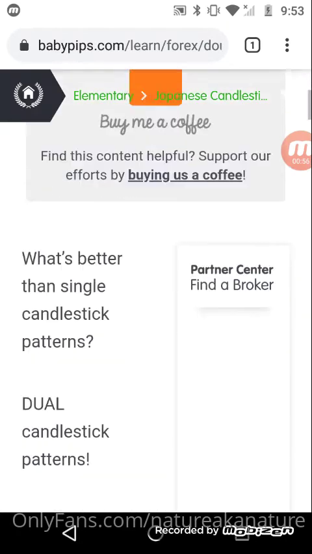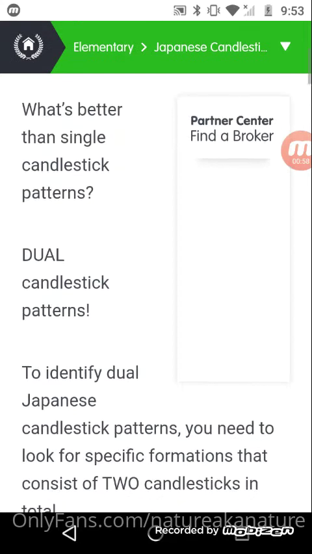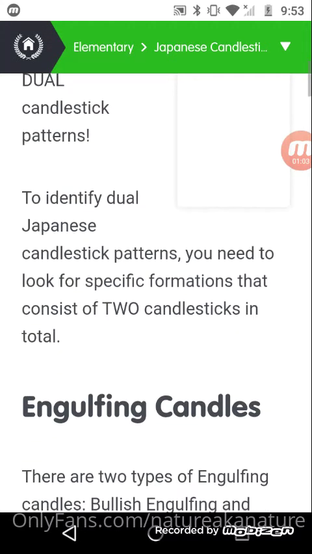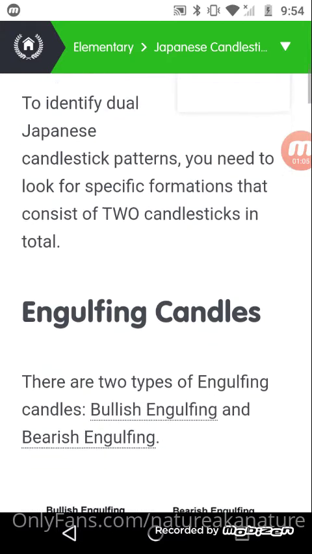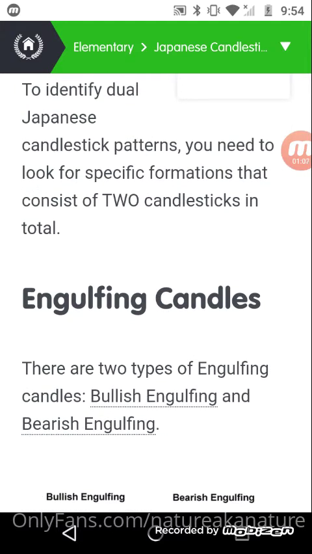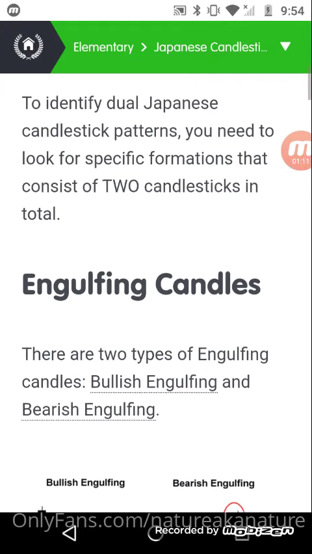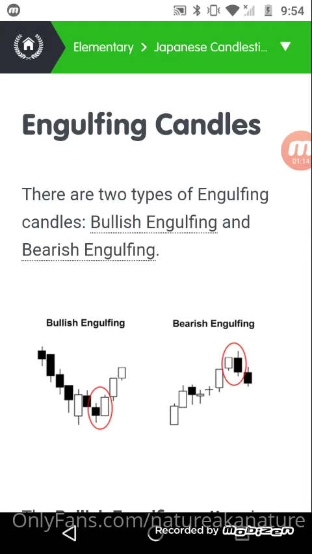So what's better than single candlestick patterns? Dual candlestick patterns. To identify dual Japanese candlestick patterns, you need to look for specific formations that consist of two candlesticks in total. We have engulfing candlestick patterns, which are bullish and bearish. For these examples the colors are black and white. White would be green for y'all, and black would be red.